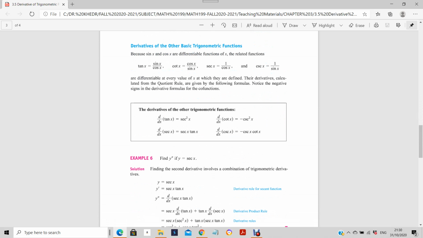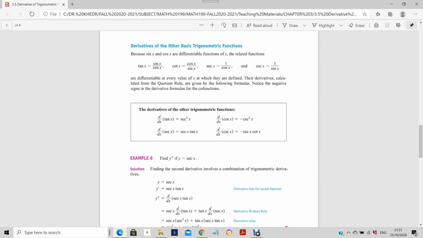Here we have some other basic trigo functions. As you know, tan x is defined as sine x divided by cosine x. Cotan x is the inverse of tan x, that is cosine x divided by sine x. Secant x equals 1 over cosine x, and cosecant x is 1 over sine x. You have to remember all these relations, okay?